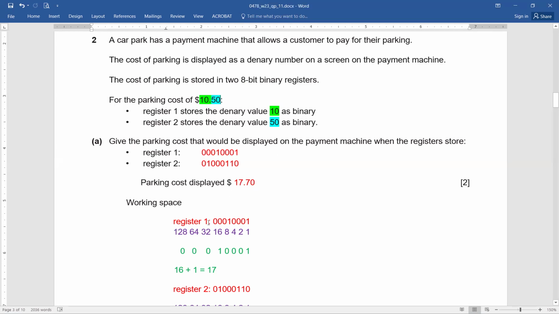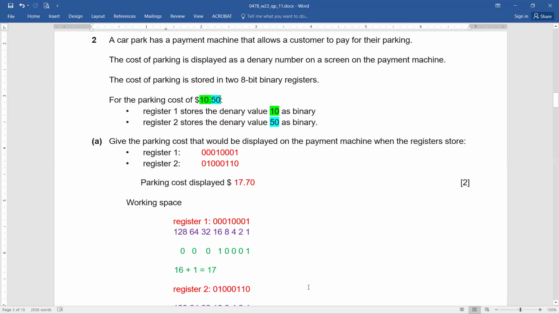So what you are supposed to do is work on the contents of register 1 and register 2. By the way, we know we are starting from the right hand side, and we know the LSB: 1, 2, 4, 8, 16, 32, 64, 128. And we wrote the values, like I wrote 1 here, then 0, then 0, and then 0, and then 1 again, and then 3 zeros. So just see which bits are on. The bits representing 16 and 1 are on. They are added, and we got the value of 17. So the parking cost for register 1 was 17. This is your parking cost to be displayed here.